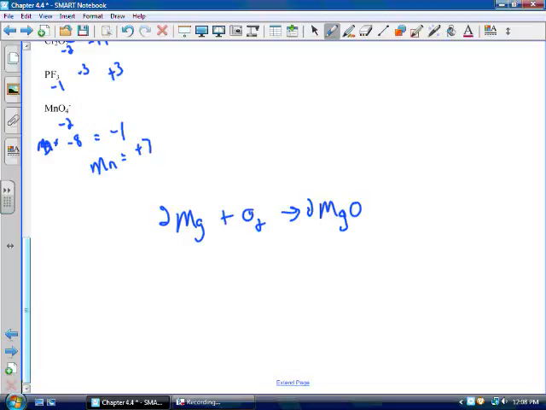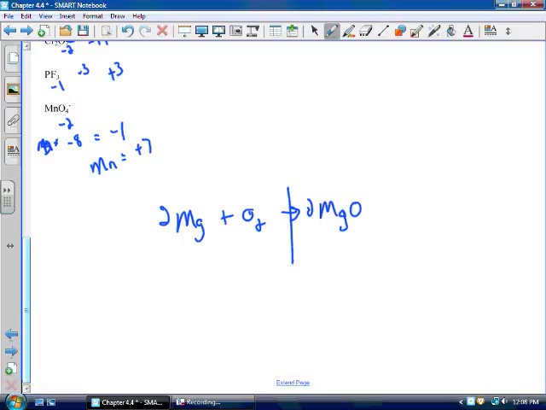Now, how can you tell what's being oxidized and what's being reduced? We've said that most of the time oxidation is the metal and reduction is the non-metal, but that isn't always the case. The way we tell, to be sure, is we start before and after. Before the reaction and after the reaction, we figure out oxidation states.